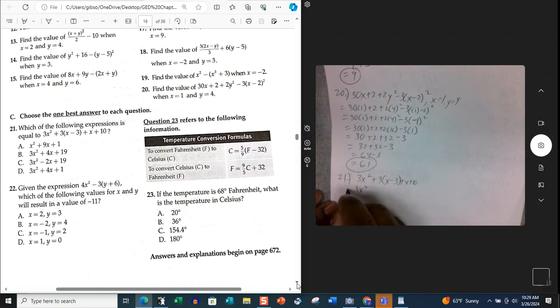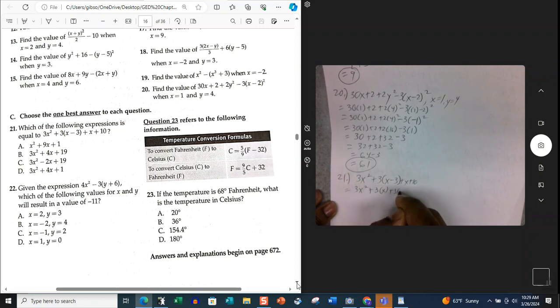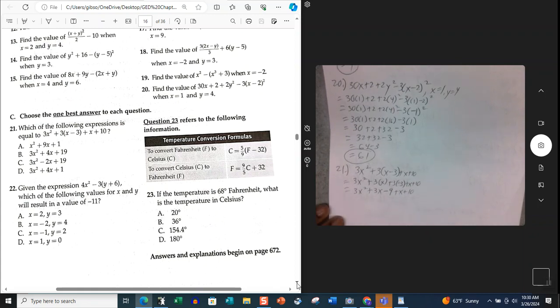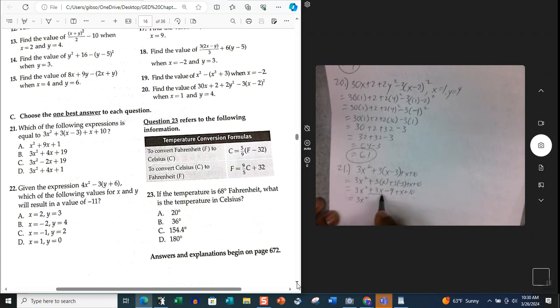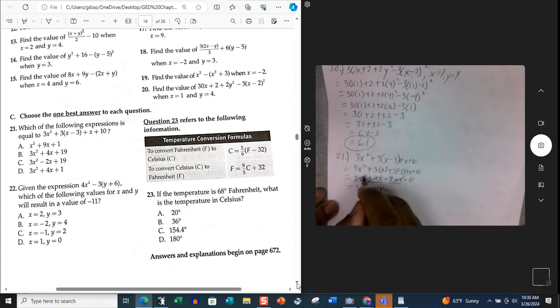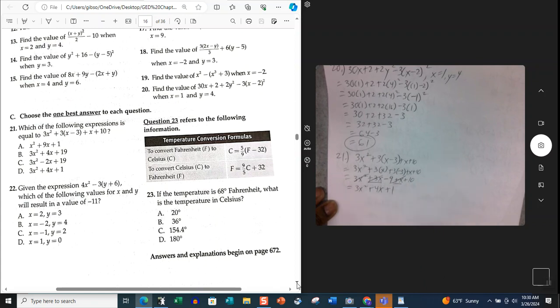So we had 3x squared, and we would take this 3, use the distributive property, it would be 3 times x plus 3 times negative 3 plus x plus 10. Now, we had 3x squared, 3 times x is 3x, 3 times negative 3 is a minus 9, plus x plus 10. Now we combine like terms. There's only one term with an x squared. Then we add 3x and x, which will give us 4x. Negative 9 plus 10 will give us positive 1. So 3x squared plus 4x plus 1, that's D.